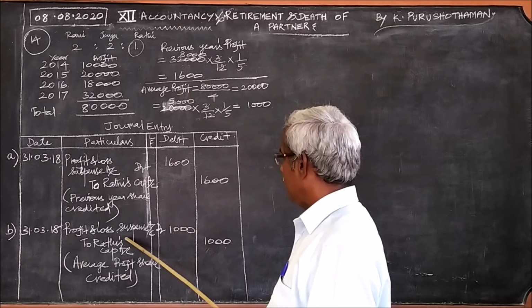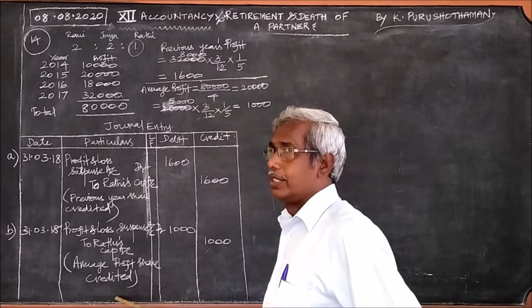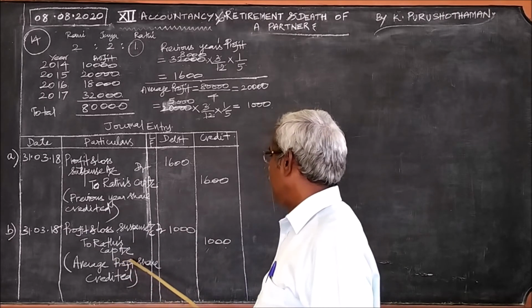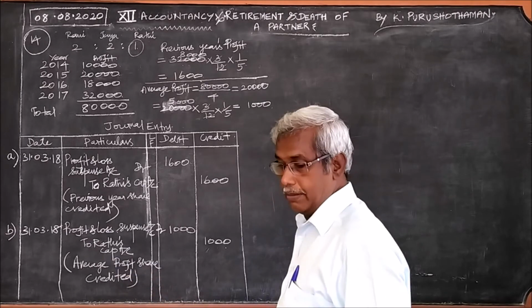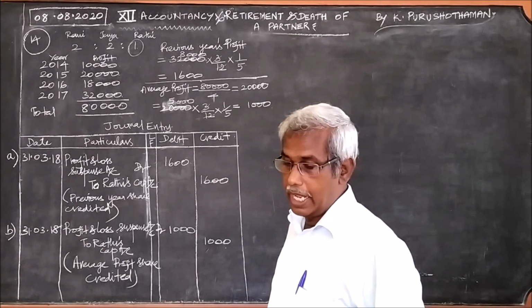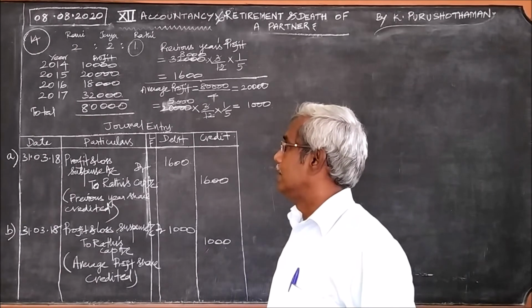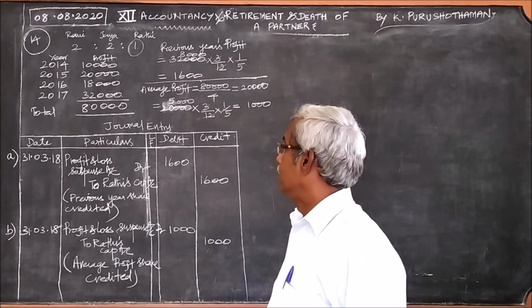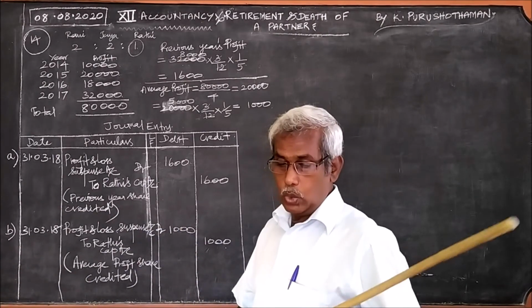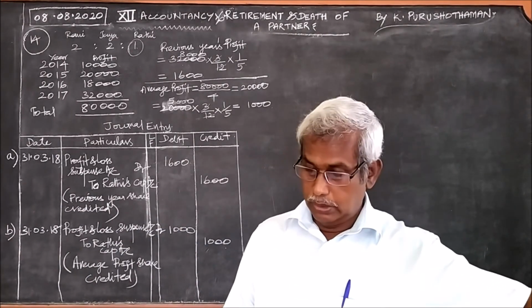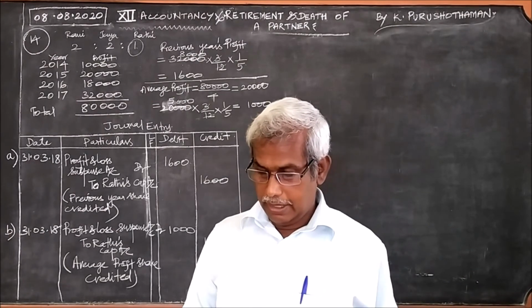The same journal entry you should write, but the narration is different: average profit share credited. But here in the book the answer is given as 4,000. It is not the correct answer, you should write only 1,000. Okay, now we shall pass on to another question.